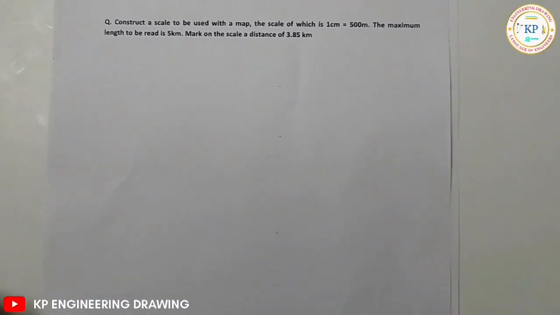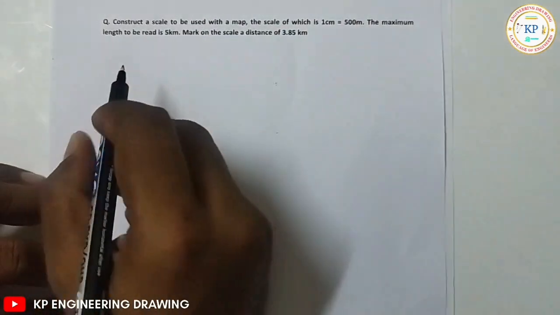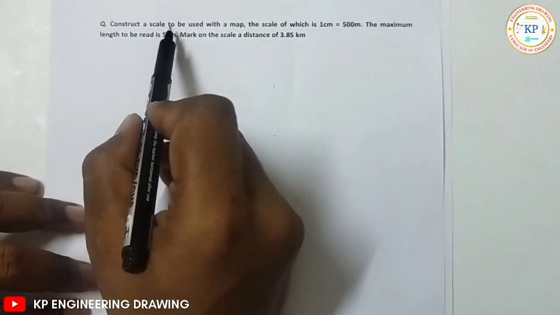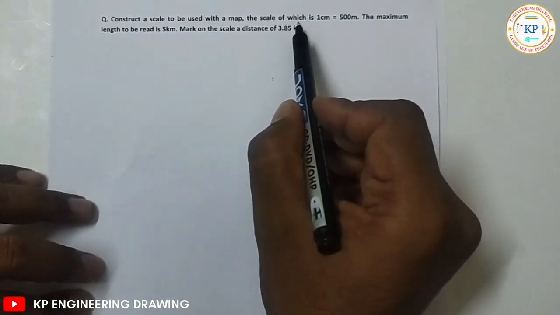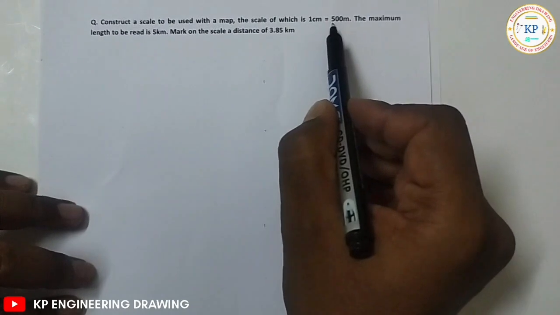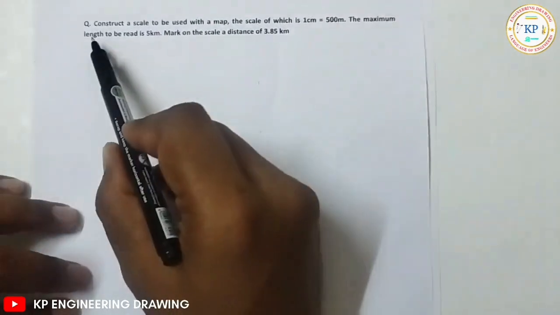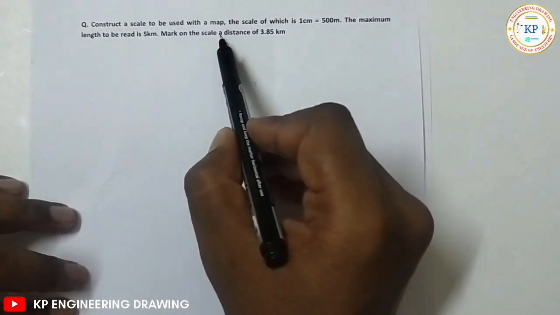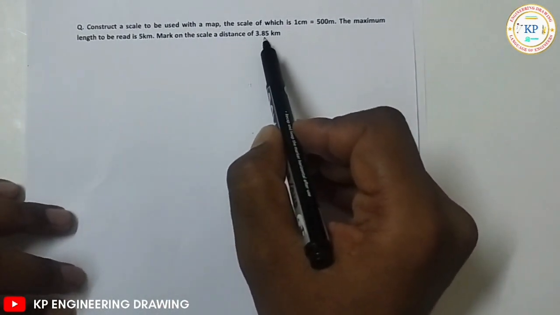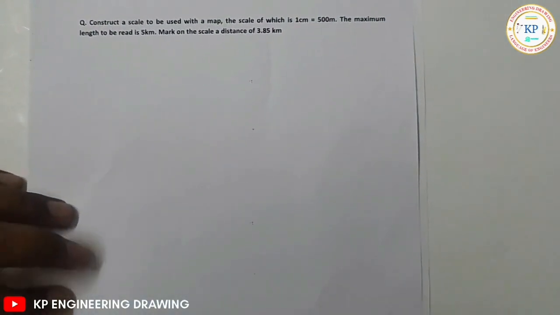Welcome to my class. Today we'll see one more problem on diagonal scale. The question is like this: construct a scale to be used with a map, the scale of which is 1 centimeter is equal to 500 meters. The maximum length to be read is 5 kilometers. Mark on the scale a distance of 3.85 kilometers. So this problem comes under diagonal scale.